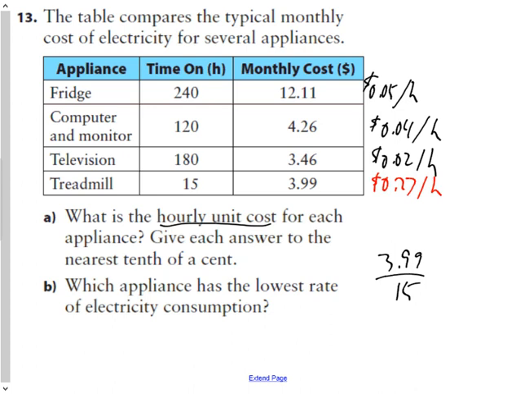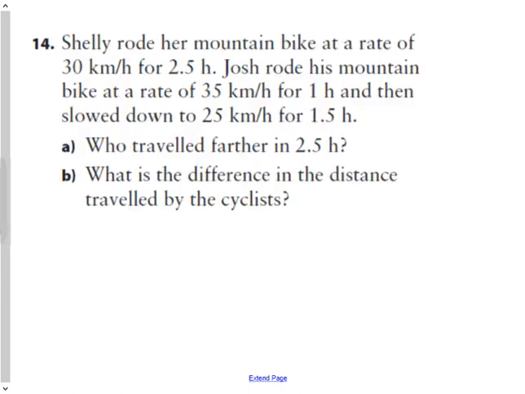Oh, I made a mistake. I didn't read the entire question, did I? Okay, you're not supposed to round it to the nearest cent. You're supposed to round it to the nearest tenth of a cent, which means I needed to keep 3 decimal places, not 2. Oops. Which appliance has the lowest rate of consumption? The answer is therefore the television has the lowest rate of consumption at only 2 cents per hour.